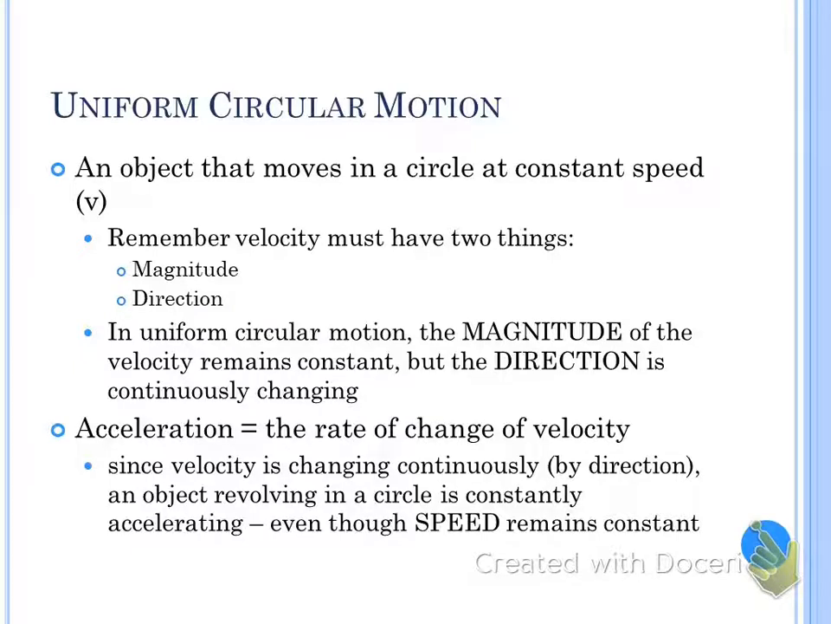Does the acceleration have a value? There'll be something called centripetal acceleration, which is what we'll solve for. And what that's telling us is how quickly the direction is changing, or the rate at which the direction is changing.